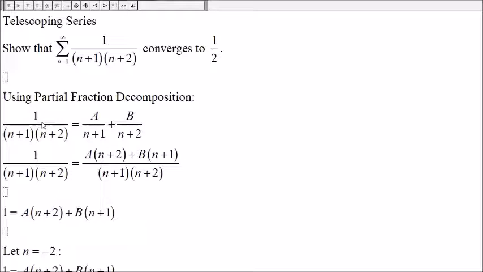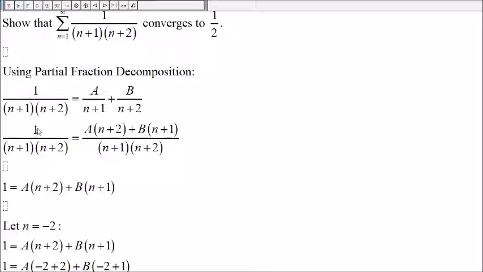And so this is the same as some constant a divided by the factor n plus 1, plus some constant b divided by n plus 2. Here we have two fractions and we want to add them, so we can cross multiply. So it would be a times n plus 2, plus b times n plus 1, and then dividing by the product of n plus 1 times n plus 2.